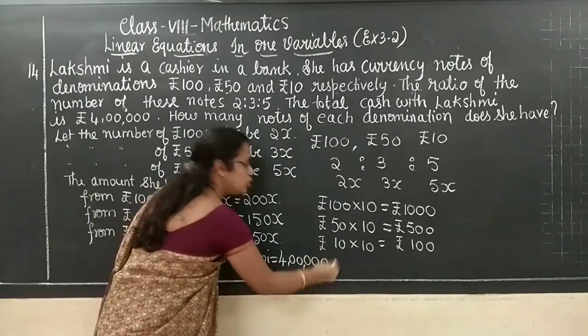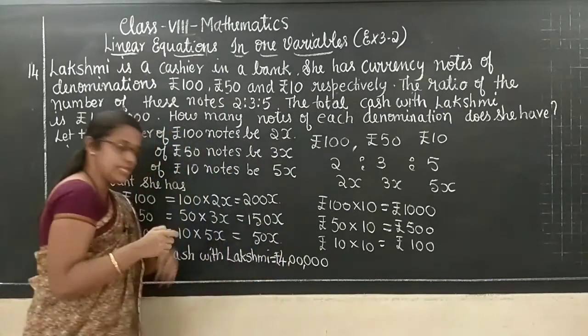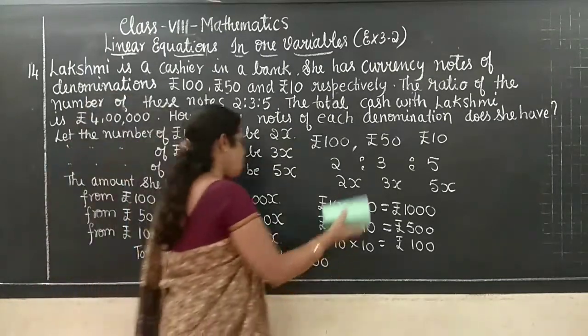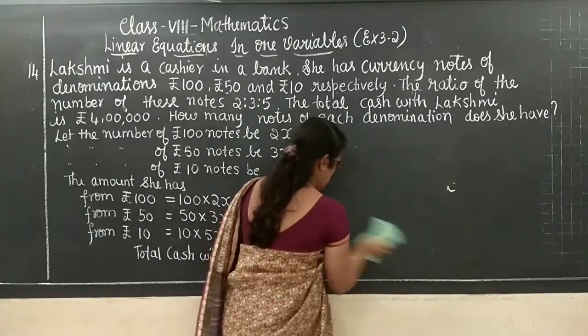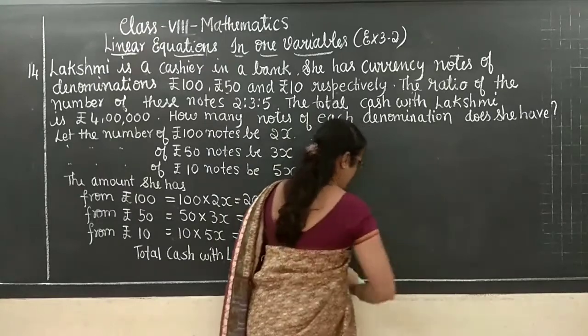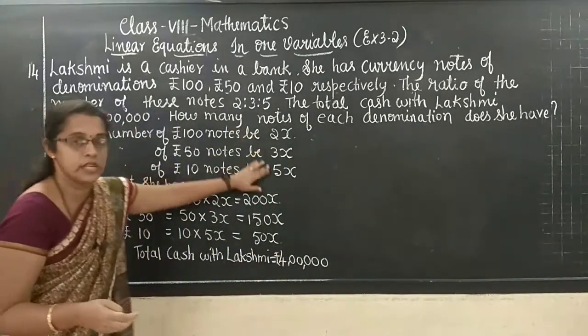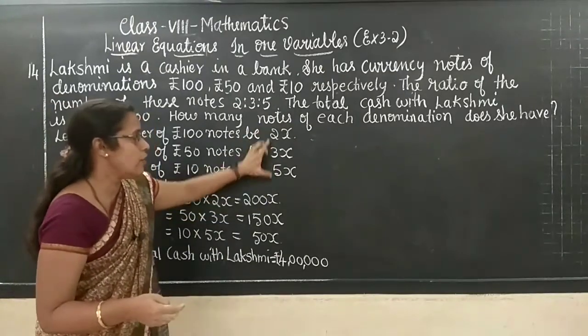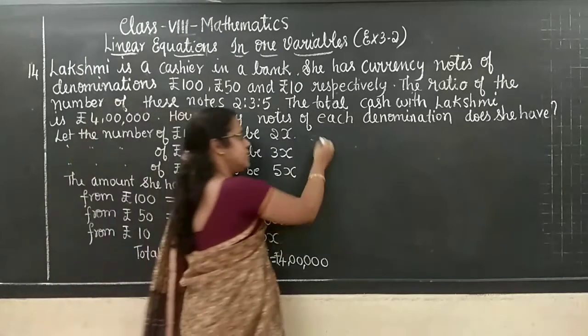Total means what do I have to do, children? All these amounts I have to add. We add the amounts, not the notes. The notes are in the form of numbers, and these are in the form of amounts, so we have to add the amounts.